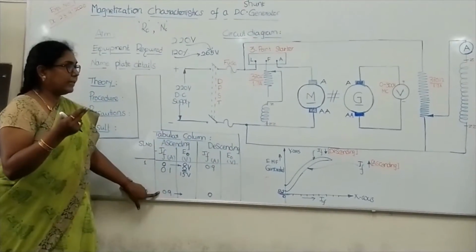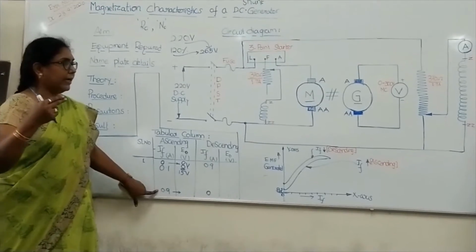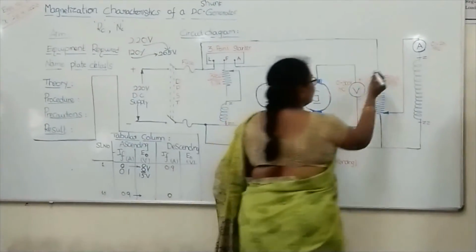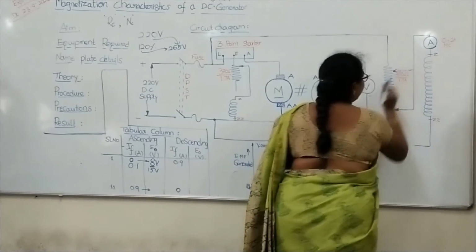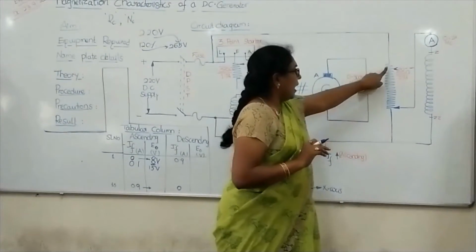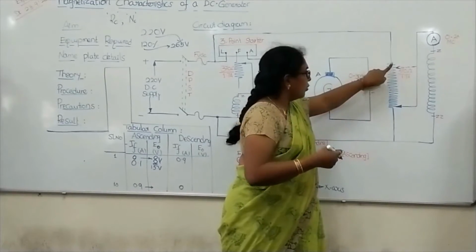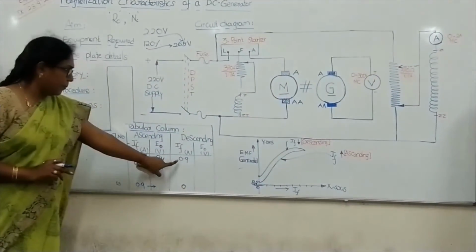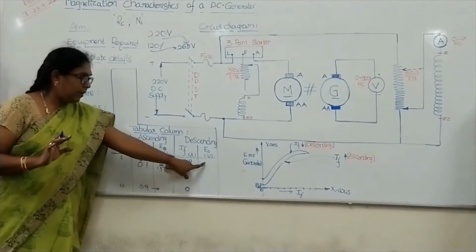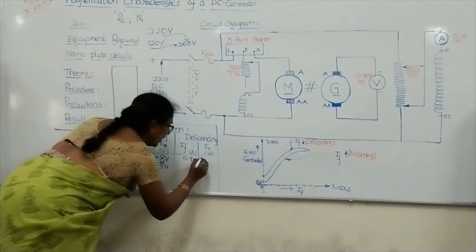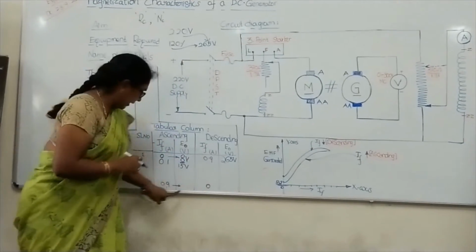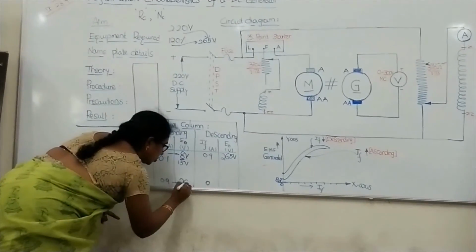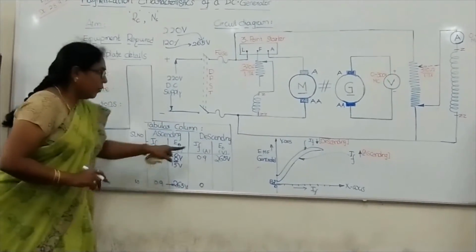Next, after reaching the maximum field current, at that condition the potential divider is at the end position of the field. After that, I do the descending order, starting from 0.9 amperes. There will be some voltage more than the rated voltage. Let us assume this is our 265 volts, which we reached earlier.